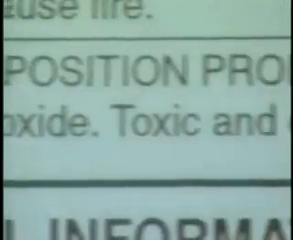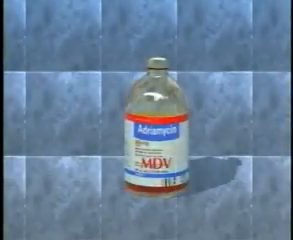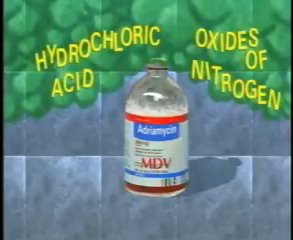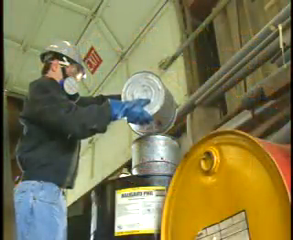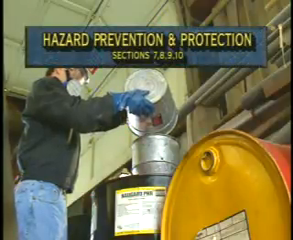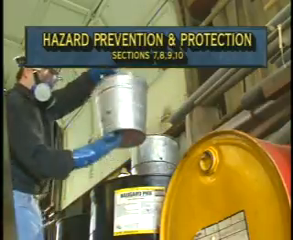Hazardous products that occur from decomposition of a material will be found in Section 10. For example, during decomposition of the anti-cancer drug adriamycin, toxic fumes of hydrochloric acid and oxides of nitrogen are emitted. Remember, for information on preventing emergency situations and protecting yourself, look in Sections 7 through 10.